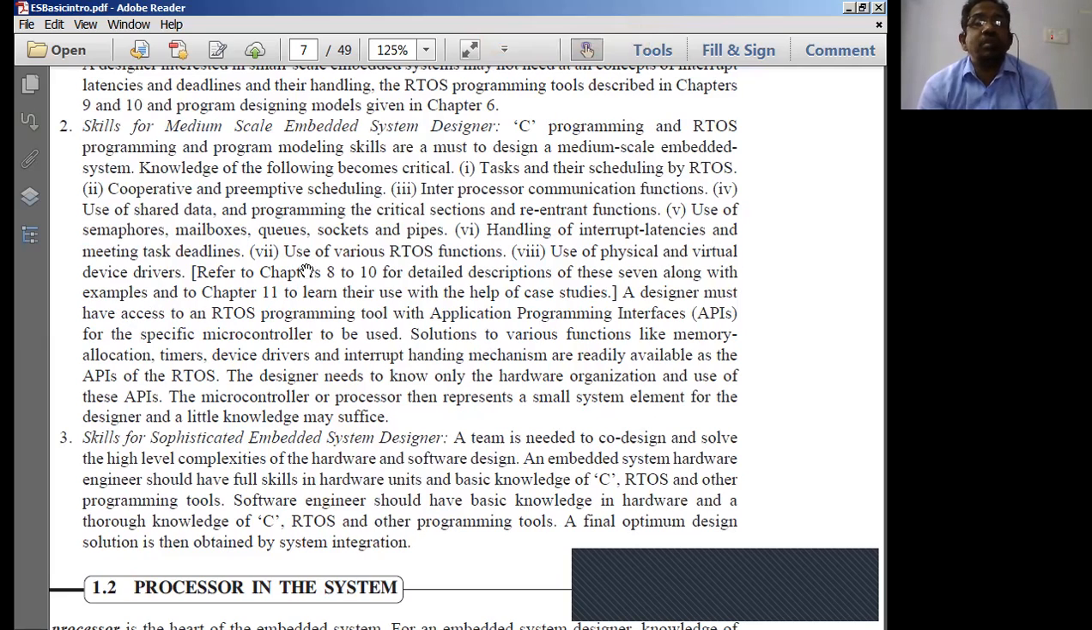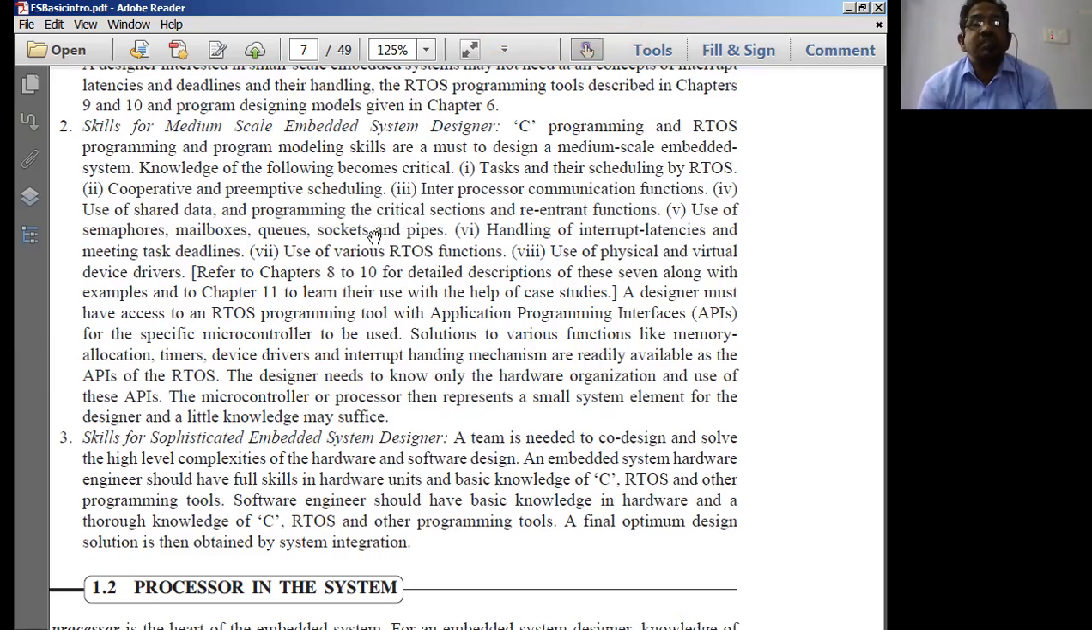We need to know about shared data problems. We need to know about programming the critical sections and reentrant functions. And you have to know how to use semaphores, mailboxes, pipelines, queues, sockets, pipes, handling of interrupt latencies, and meeting task deadlines.